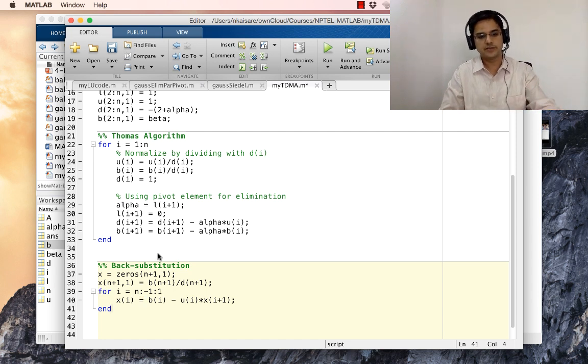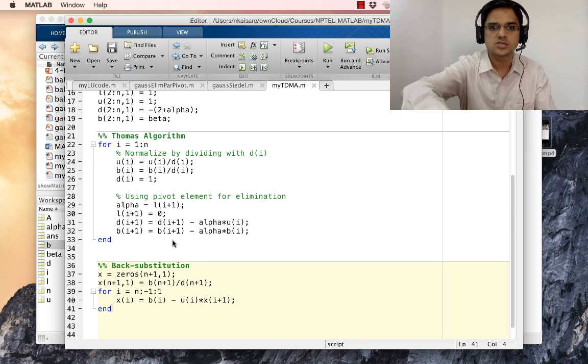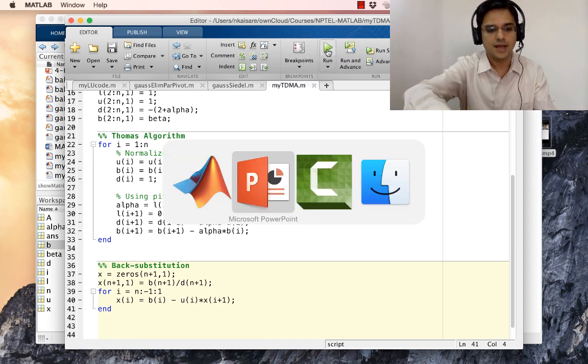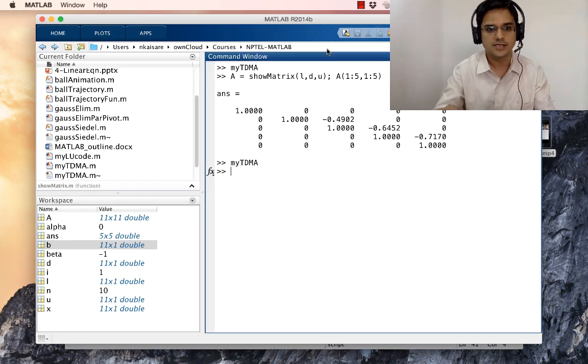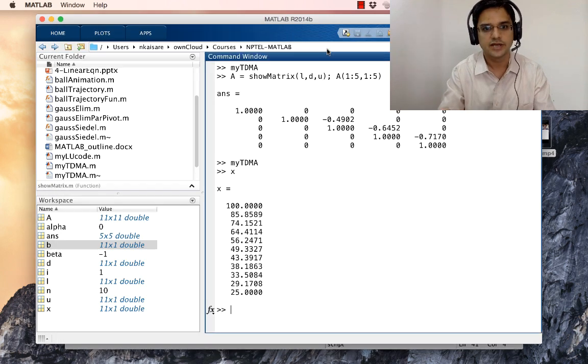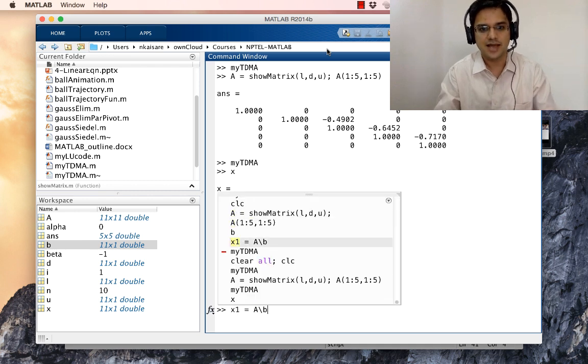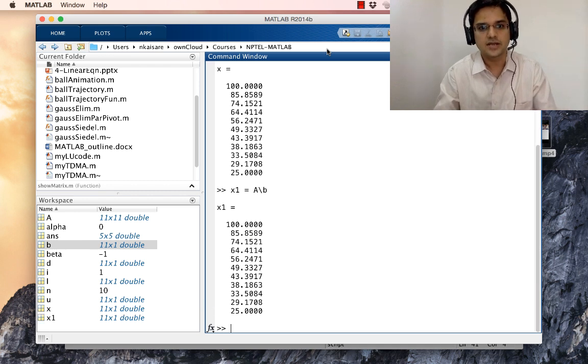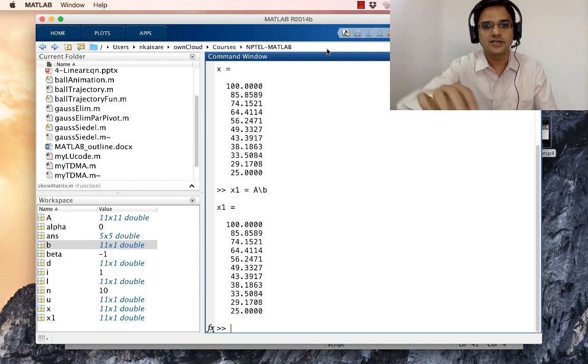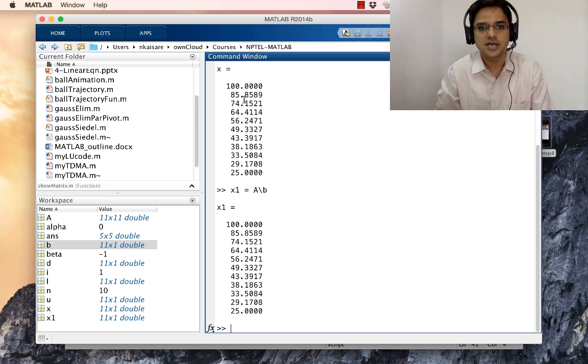So let's see whether we get any errors or whether this runs like a charm. Let me click run and go back to our command prompt and see what solution x we are getting. Okay, so this is what we get as x. Let us check it against x1 and compare the two results. As we can see, the results using the Gauss elimination that Matlab used when it did backslash and the results using our TDMA algorithm are matching exactly.